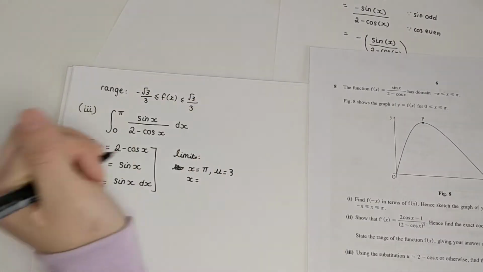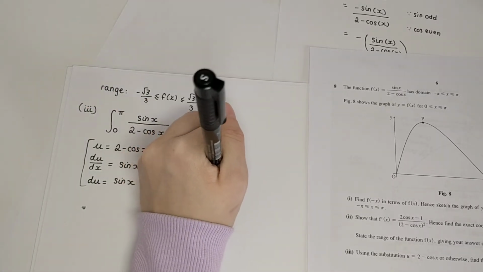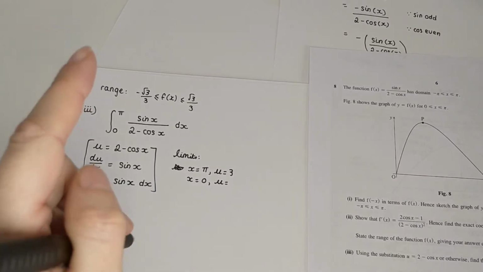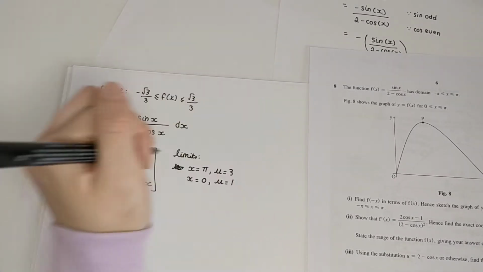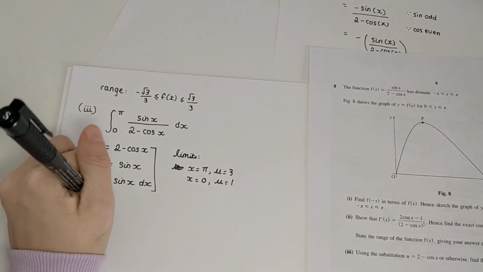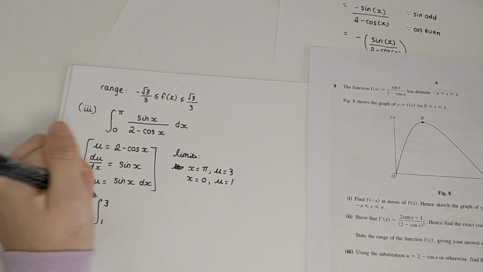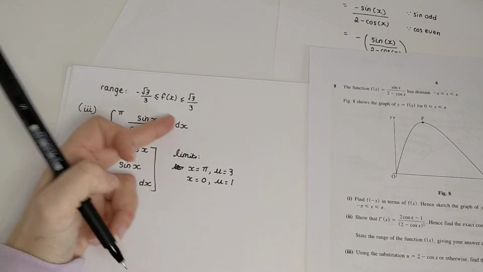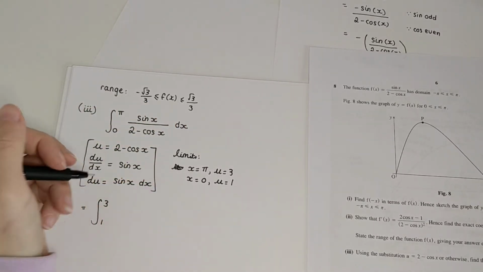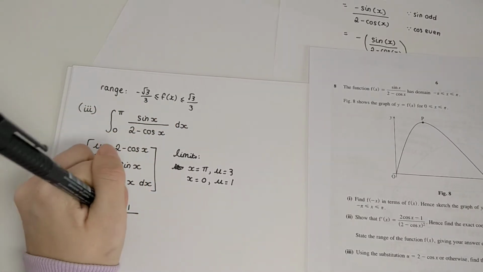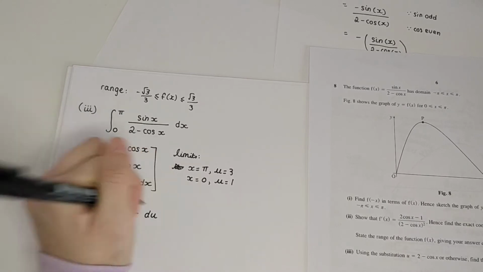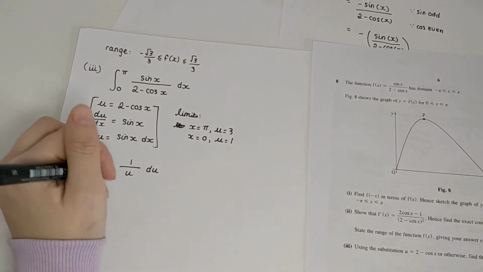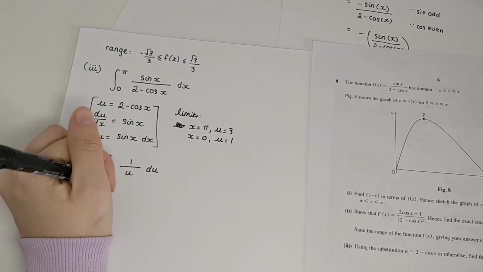When x equals 0, u equals cos of 0 is 1, 2 minus 1 is 1. Okay, so this equals the integral from 1 to 3 of sine x dx is going to be replaced by du, and the bottom is u, so that will just equal that. Nice. Okay, let's integrate that.